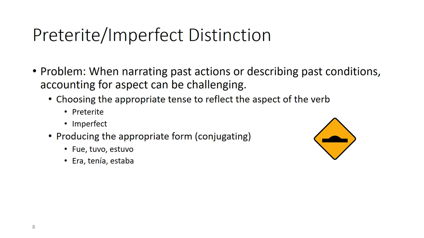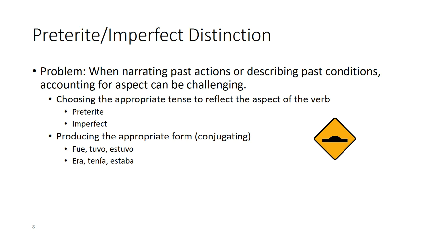be challenging. Okay, and there's a couple of reasons, because first of all, we have to choose the appropriate tense to reflect the aspect of that verb. Is it a completed action, or is it an action whose completion, beginning, end is not quite perceptible, right? So do we use the preterite or the imperfect? So that's one complication. A second speed bump, don't you hate it when there's 2 in a row, is that we have to come up with the appropriate form.